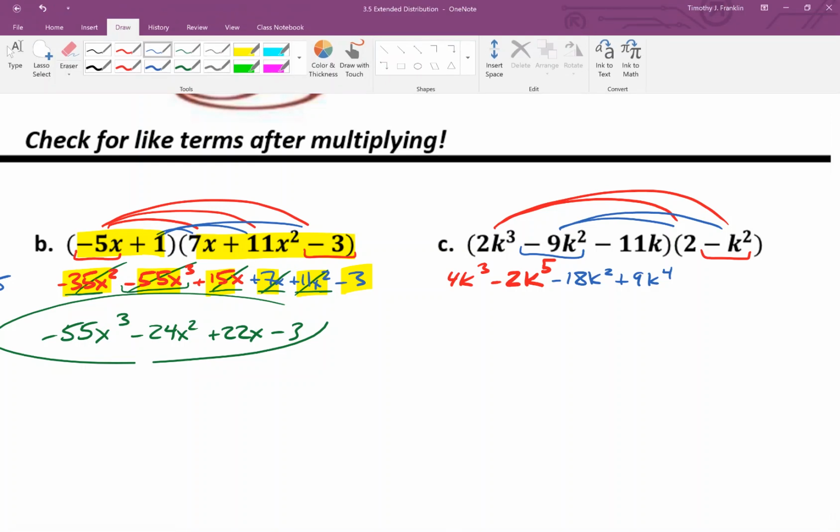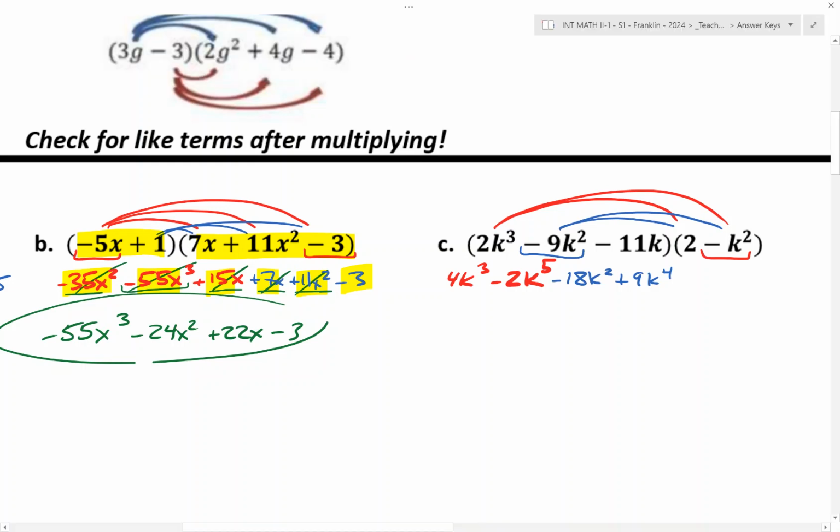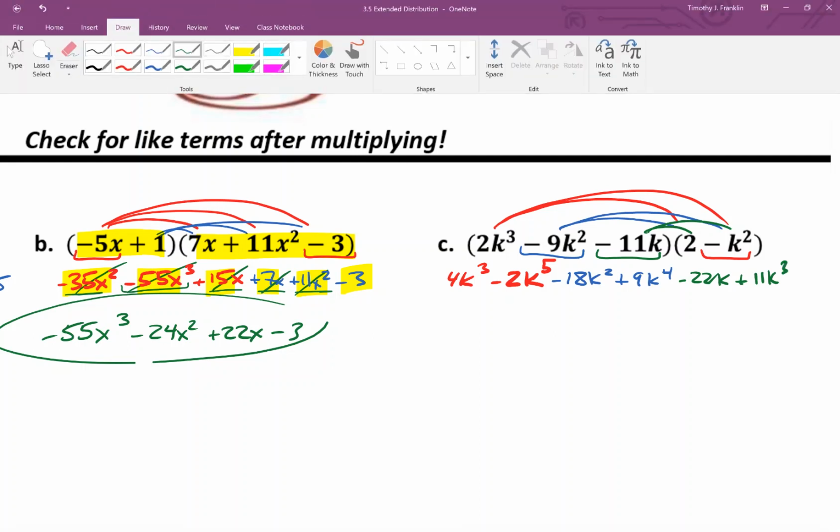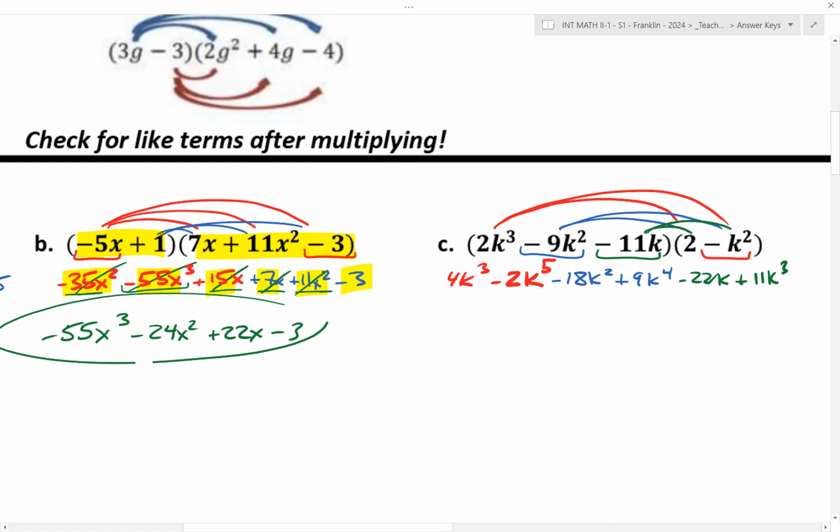And then we'll go to our third term here. Negative 11k times 2 is negative 22k. And negative 11k times negative k squared is positive 11k to the third. And now we combine like terms. So scan through, look for the highest exponent. It's right here, negative 2k to the fifth. There's no other k to the fifth power, so that is going to stay the way it is. Now we have k to the fourth. Again, it's the only one.